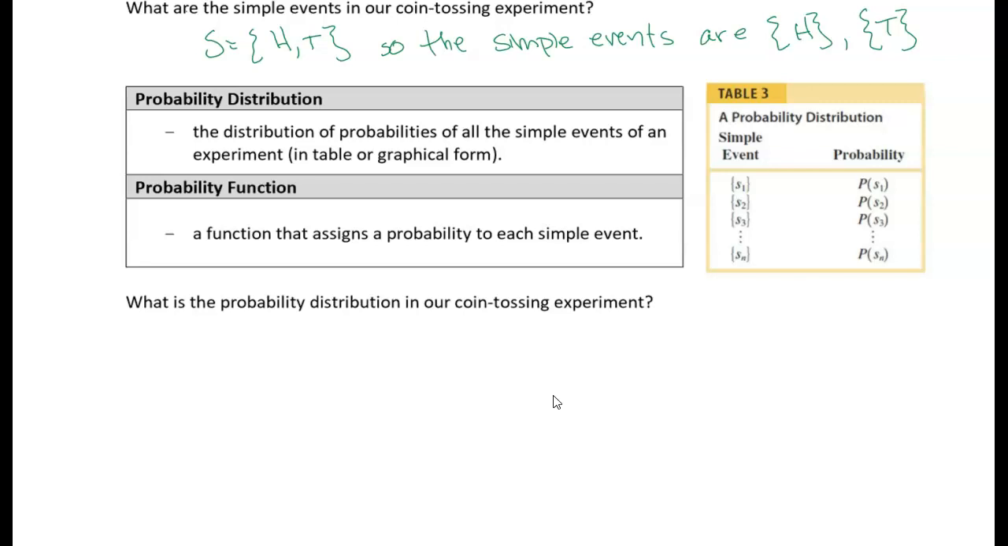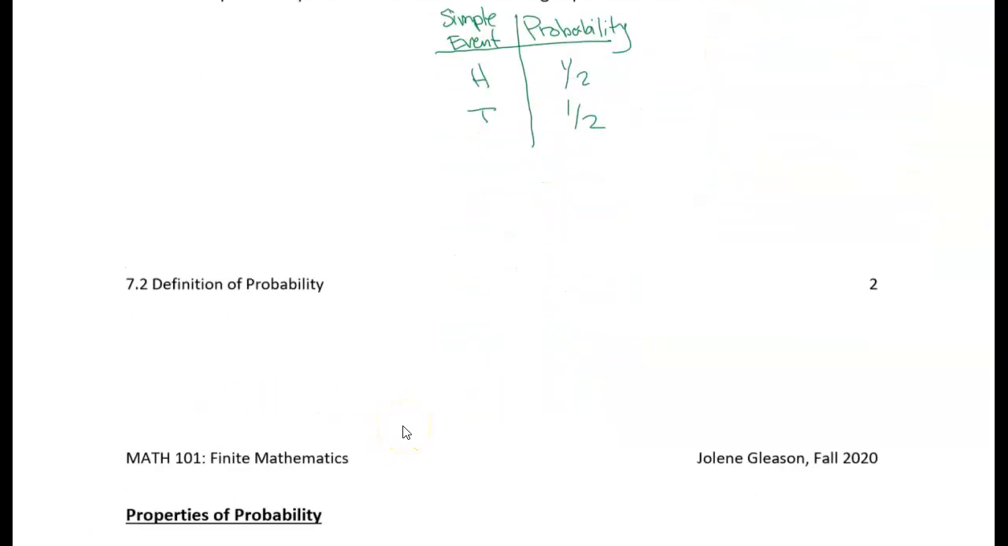So what is the probability distribution for our coin tossing experiment? Well, our coin tossing experiment only has two simple events. So let's list them in table form. I'm going to draw a little table, and list the simple events here and the probability over here. One simple event is just heads, and the probability of that is a half. The other simple event is just tails, and the probability is 1/2. All right, so let's go on and talk a little bit more about probability.